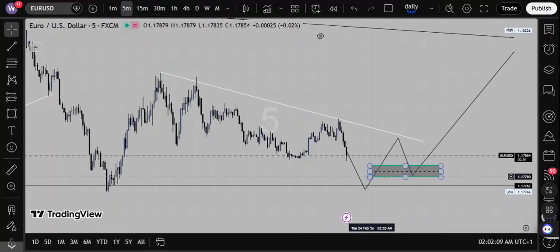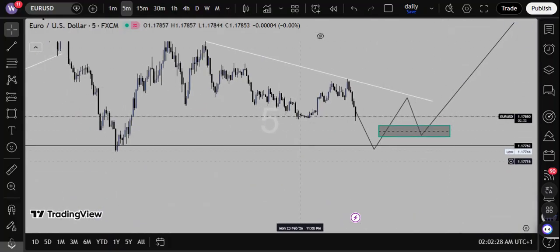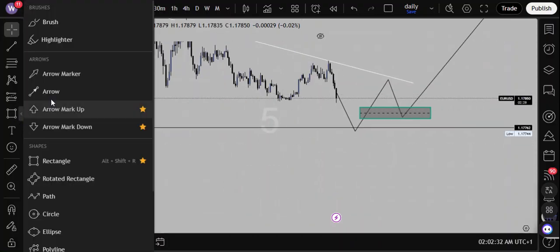So we expect price to dip down, take out liquidity right here, give us a fair value gap right here, come back to this trend line, respect this trend line liquidity, and pull back into the FVG before moving forward to the top. That is scenario one. I already explained scenario two. Scenario two is going to be something like this.